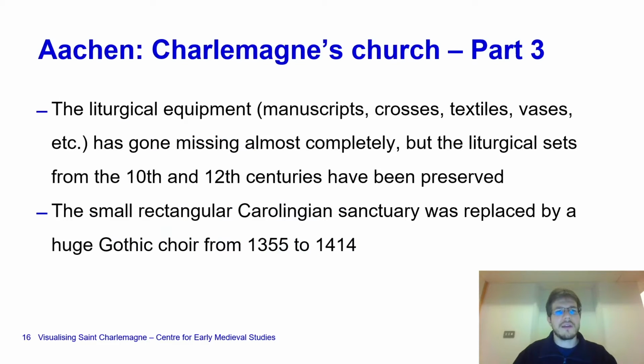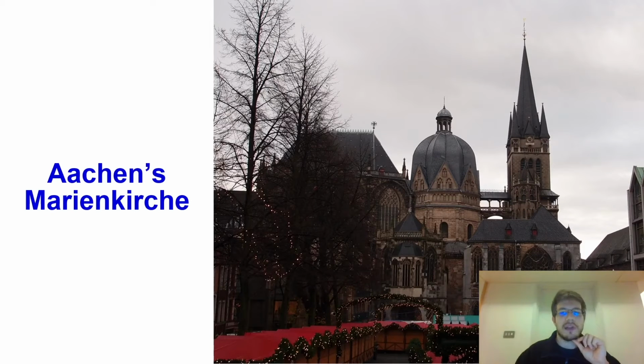And another thing, the church has kept a lot of liturgical equipment, but these are from the 10th to 12th centuries, so the original equipment has completely gone missing. These are manuscripts, crosses, textiles, vases, and so on. And then, of course, the Carolingian sanctuary was replaced by a huge Gothic choir. So once again, this is the building. So we now know roughly what happened to the building itself.